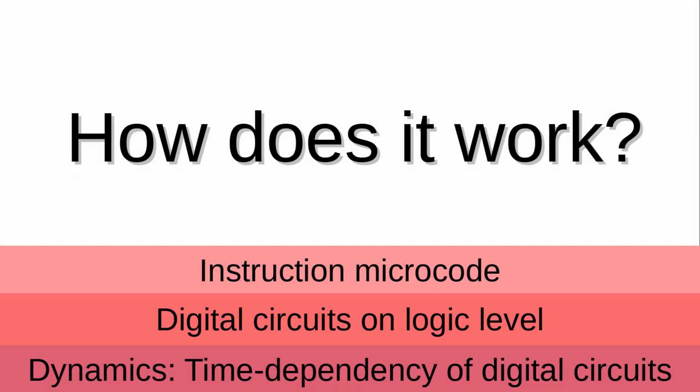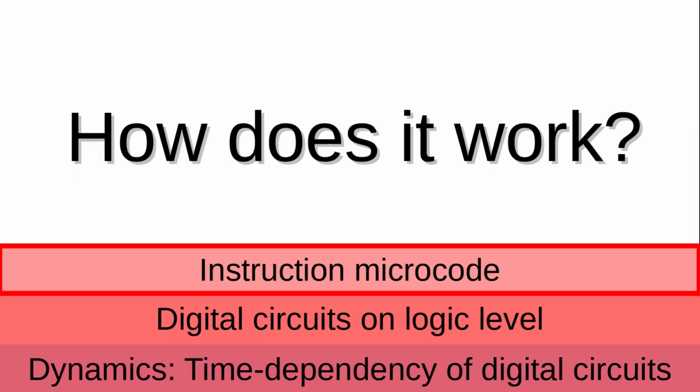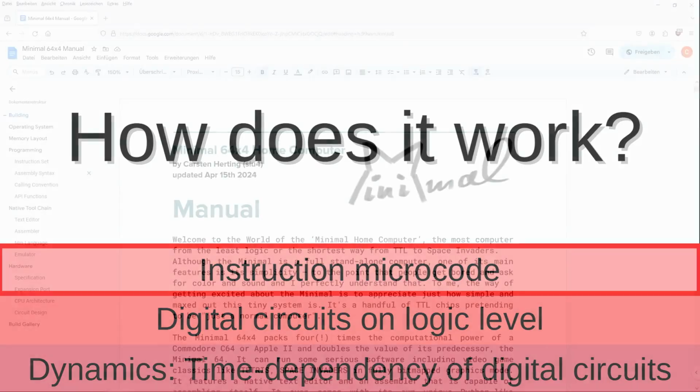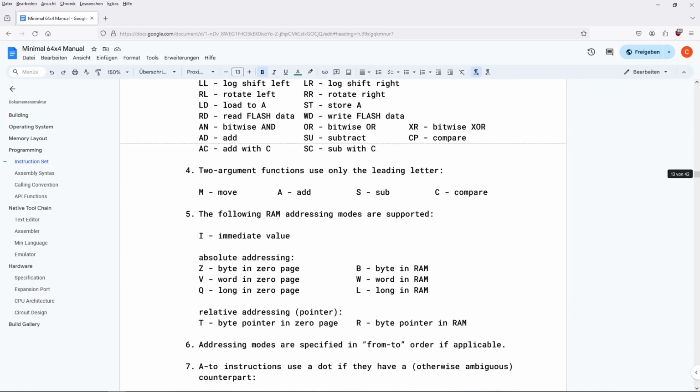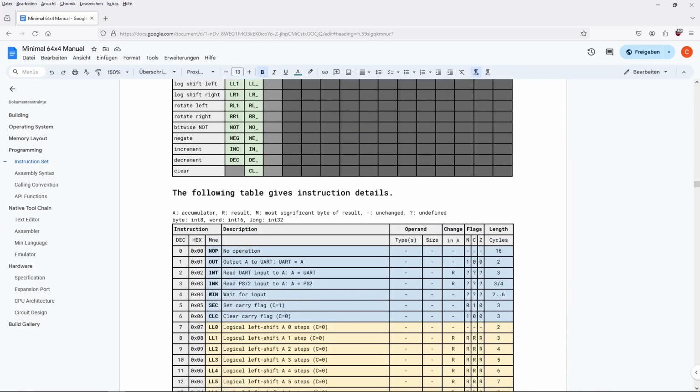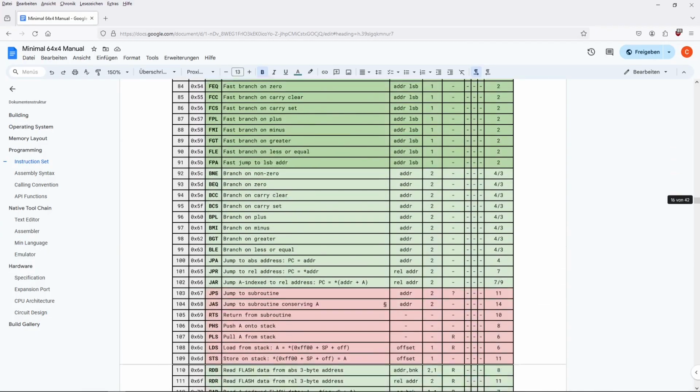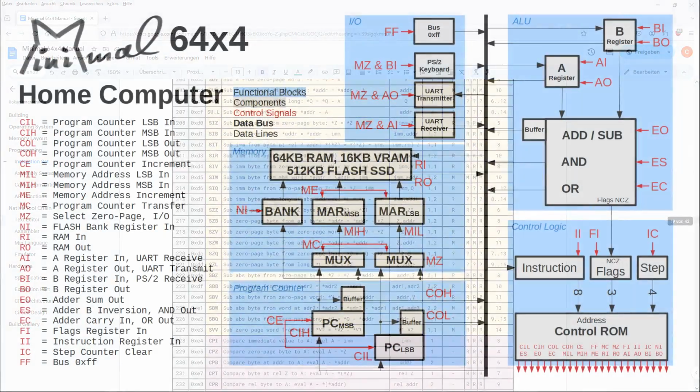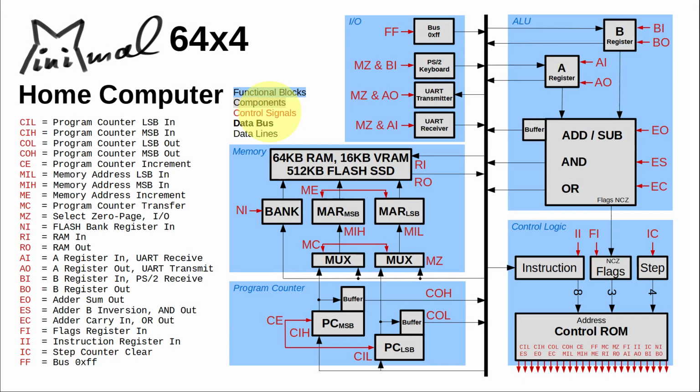Today we omit layers 1 to 5 and jump straight into layer 6, assuming that you are familiar with assembly programming in general. You can take a look at the documentation of the Minimal 64x4 instruction set if you like, but it's not necessary to follow along. Let's begin by taking a look at the legend of the 64x4 block diagram.